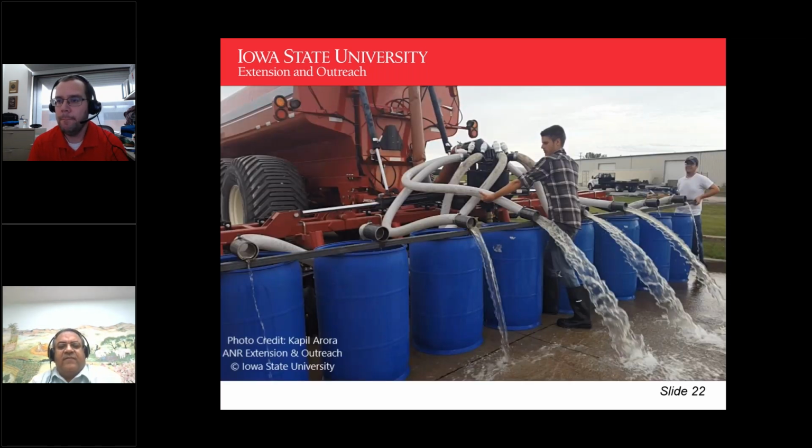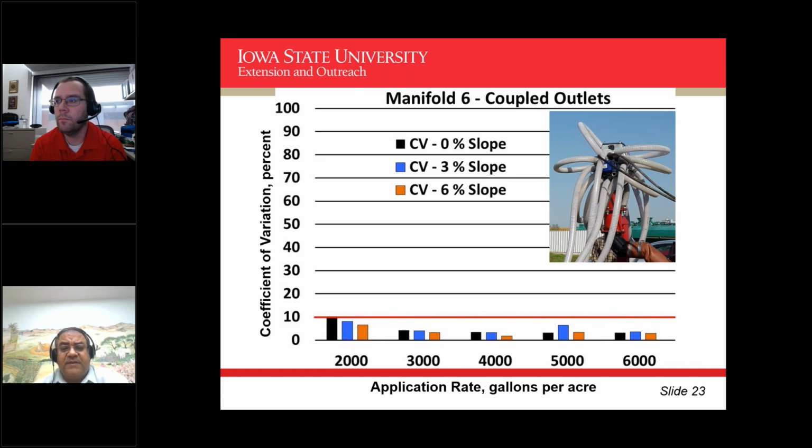This is in one of the test runs that we ran on real low application rate. This is how this particular manifold actually showed up. In certain cases, we did get liquid come out into the drums, and in other places it did not do any distribution at all. The sixth one that we tested had coupled outlets.